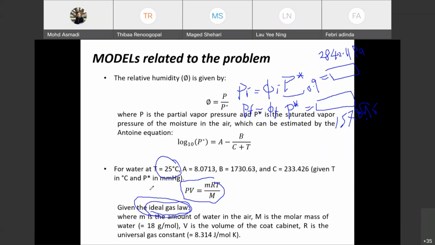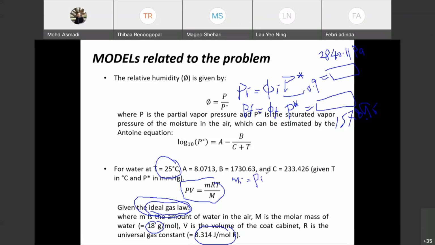Okay, it's water vapor, right? We want to absorb the water vapor. Molar mass is 18 gram per mole, and then R is 8.314. Next, you have to calculate the mass, at the initial and also the final, so you have to rearrange this equation. The amount of water in the air initially and finally, because you want to absorb the moisture. This is for the water vapor, right? So you rearrange so we can get PI.